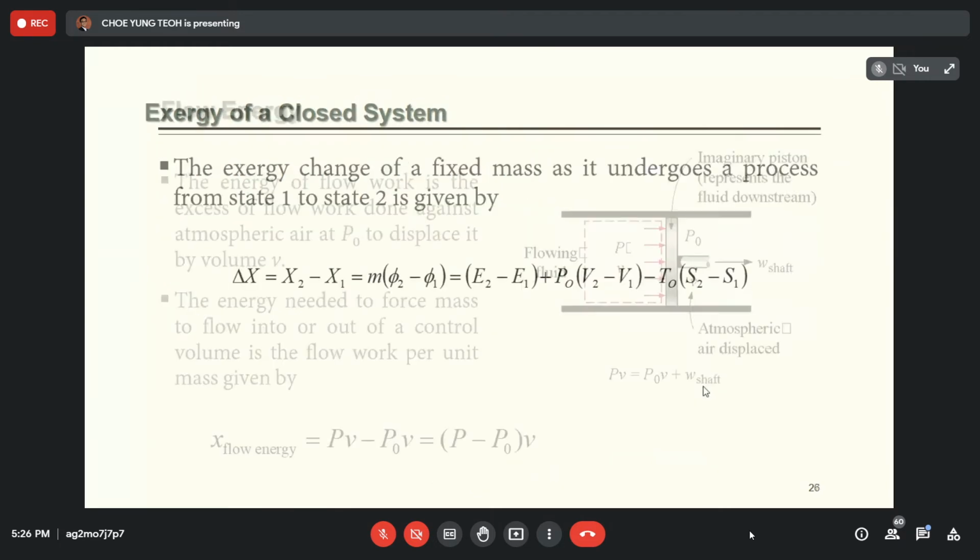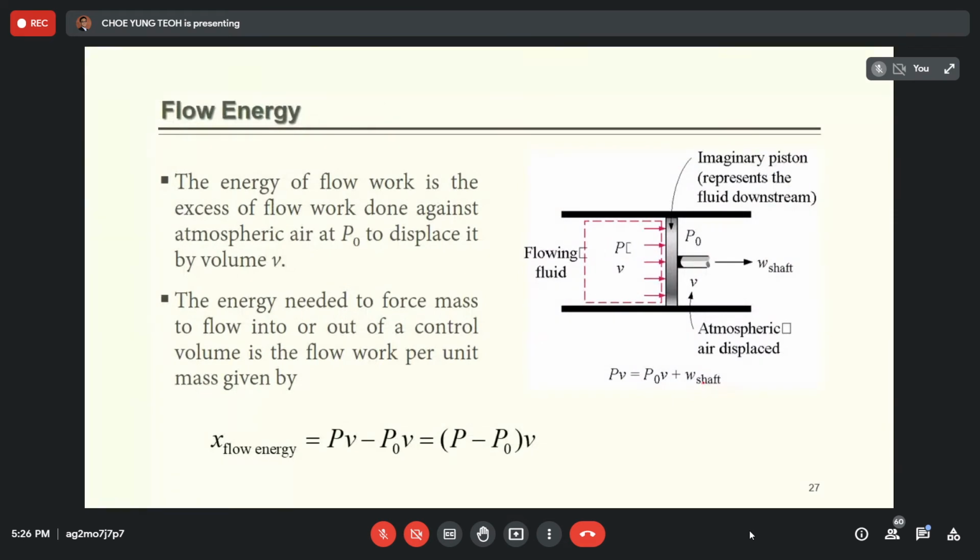And now we have the open system, or we call it a flow system. The difference between a flow system and a closed system is that you will have extra energy, which is called flow energy. This flow energy is the excess of flow work done against atmospheric air at P0 to replace it by the volume. So it means that you need to push away the atmospheric air. The energy is needed. Okay, so we call it flow energy.